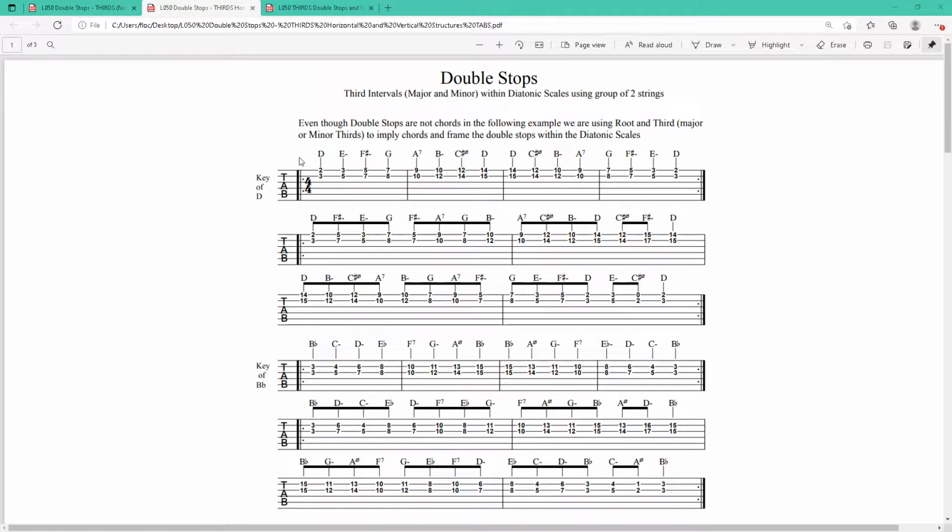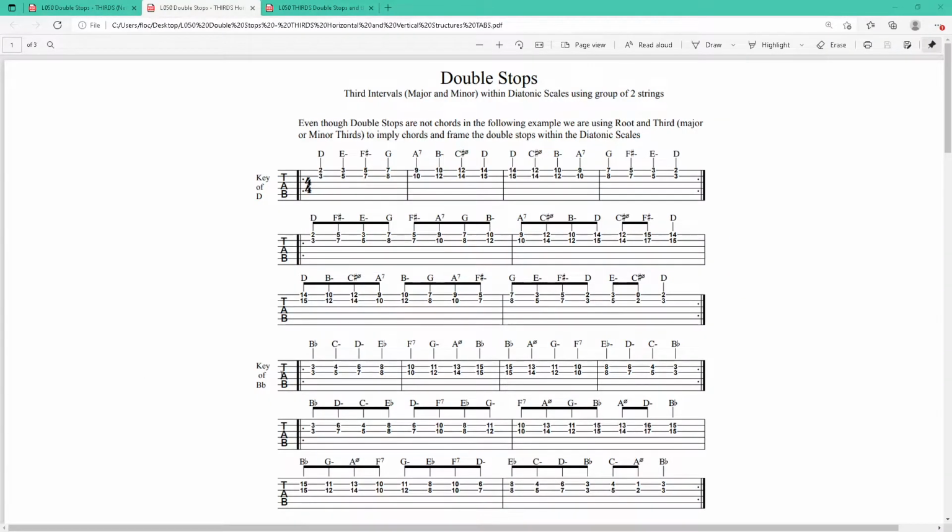So this example here is simply this: key of D, first and second string. If you look now at this example here, it's pretty much the same thing, but this is played this way. So we're not just playing it up and down, we're also doing some skipping. But this is all a horizontal kind of structure.